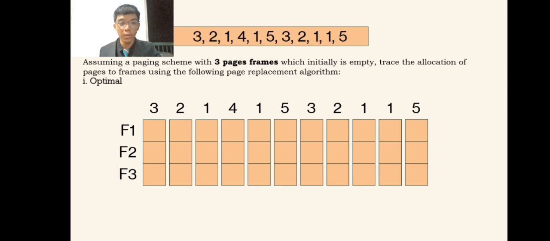Okay, so now we have created the schedule for us to find the page faults for optimal. As we can see, we have listed the 3 page frames, which are F1, F2, and F3, at the left of the box. And then we write the paging scheme, which is 3, 2, 1, 4, 1, 5, 3, 2, 1, 1, 5 at the top. And now let's decide what number should be put at the first row.